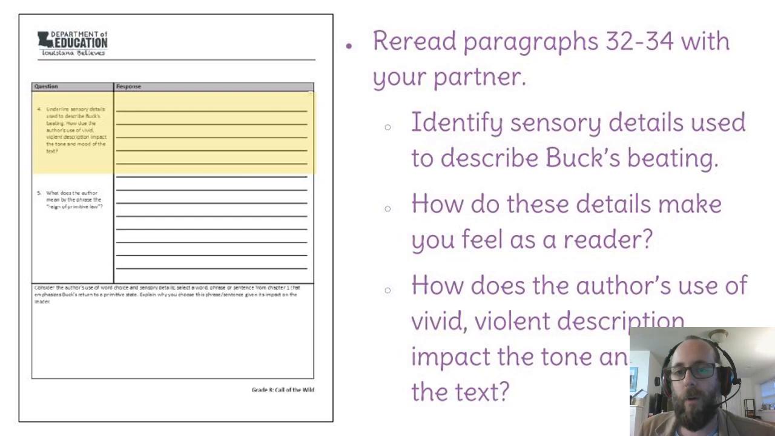I'd like you to answer these questions. Identify the sensory details, that's sight, sound, taste, touch, smell. Yeah, it's the 5 senses. Identify those sensory details used to describe Buck's beating, and how do these details make you feel as a reader? What was it like listening to that being read? And how does the author's use of these vivid, violent descriptions impact the tone and the mood of this text? So he chose these words very carefully to evoke a mood in us. So go ahead and answer those questions and come back to the slideshow when you're done.